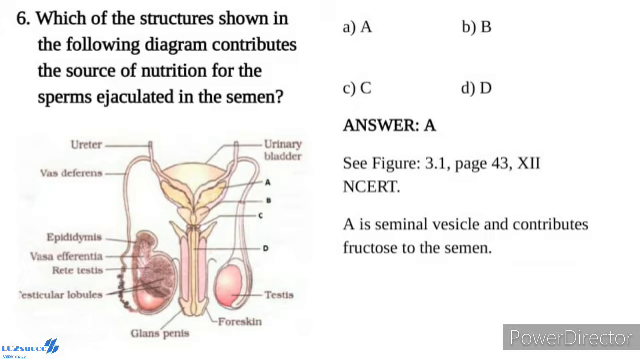The testis is covered by a dense covering. Each testis has about 250 compartments called testicular lobules. Each lobule contains 1 to 3 highly coiled seminiferous tubules in which sperms are produced.